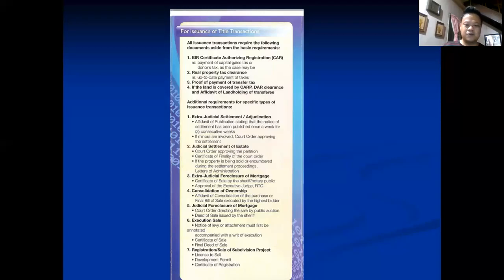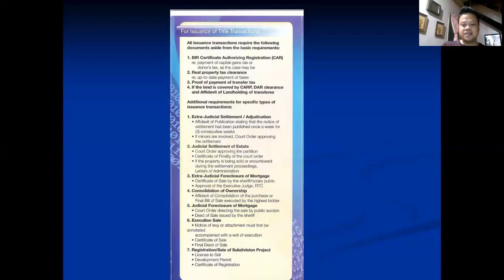But if one or two of them disagrees, di ba? Then they go to court. Because that is the common precept. If one of the heirs will not agree, you cannot really do anything. You still have a remedy, the judicial settlement of the estate. Now, you need the certificate of finality of that court order. And if the property is being sold or encumbered during the settlement proceedings, the letters of administration. You also submit that to the Register of Deeds.